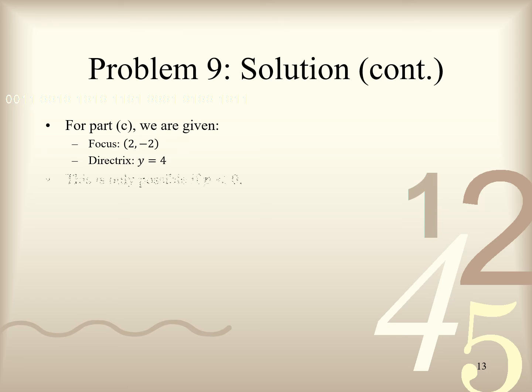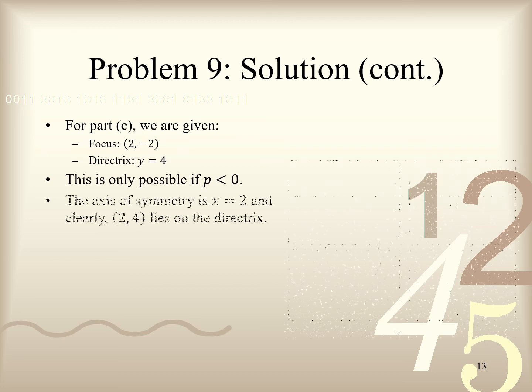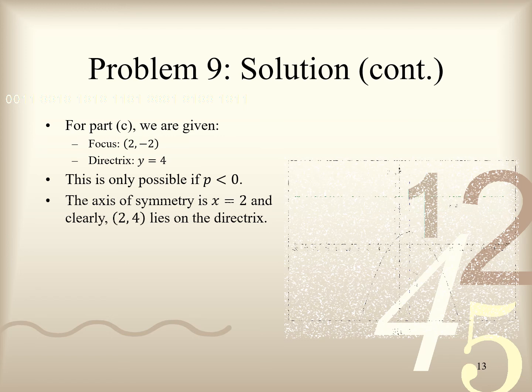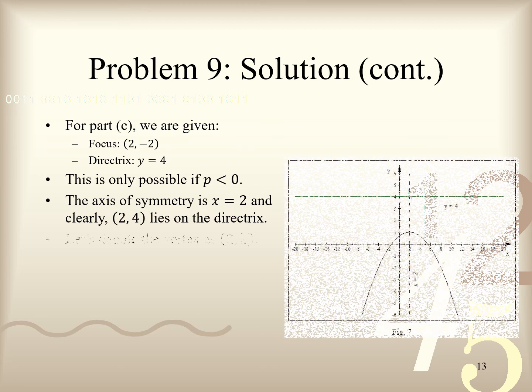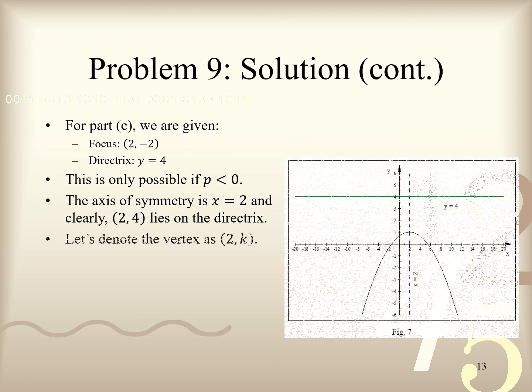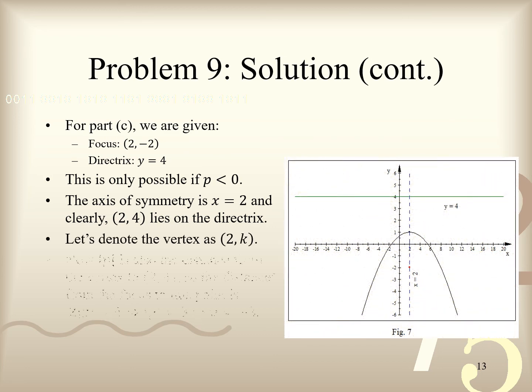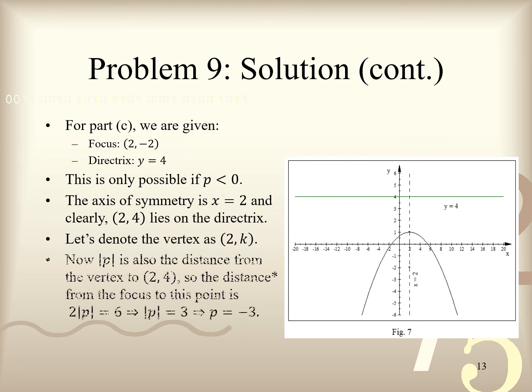This occurs only if p is negative. The axis of symmetry is given by the equation x = 2, and clearly the point (2, 4) lies on the directrix. Let's denote the vertex of the parabola by the point (2, k). Now the focal length, the absolute value of p, is also the distance from the vertex to the point (2, 4) on the directrix, since a parabola is the locus of points equidistant from both the focus and the directrix.